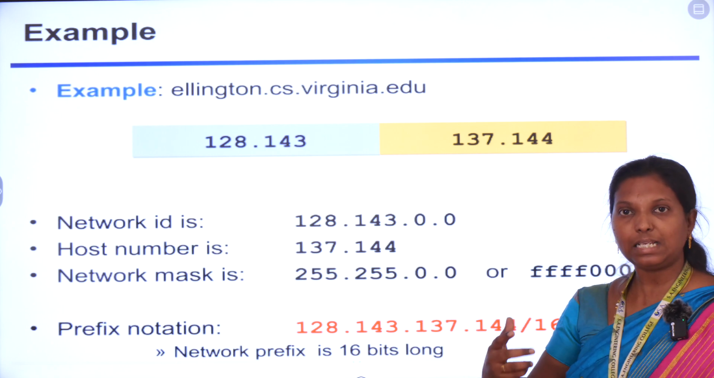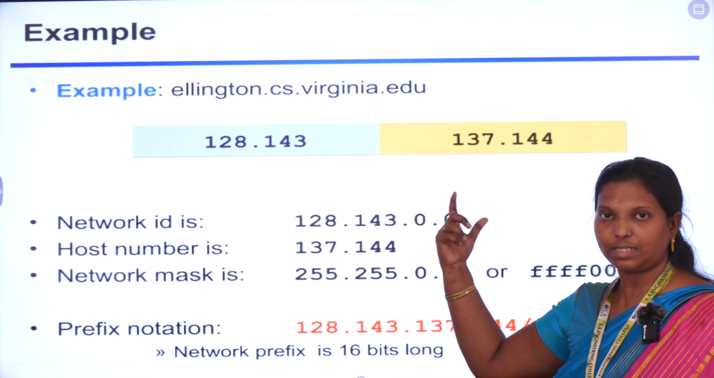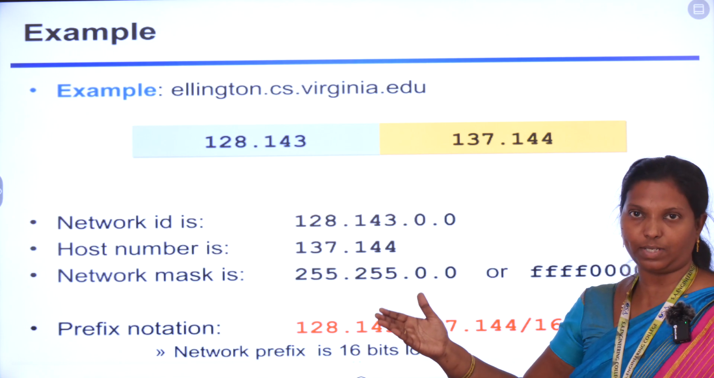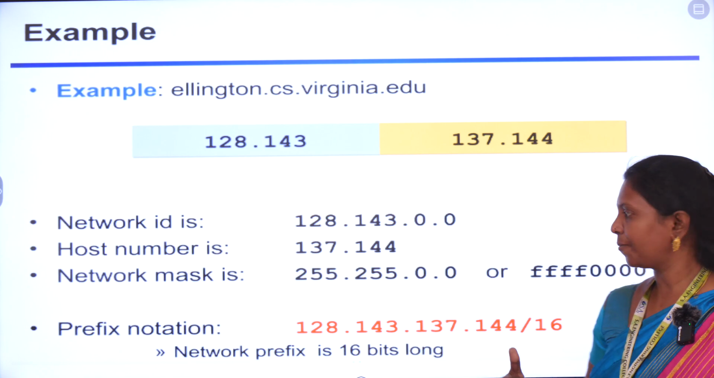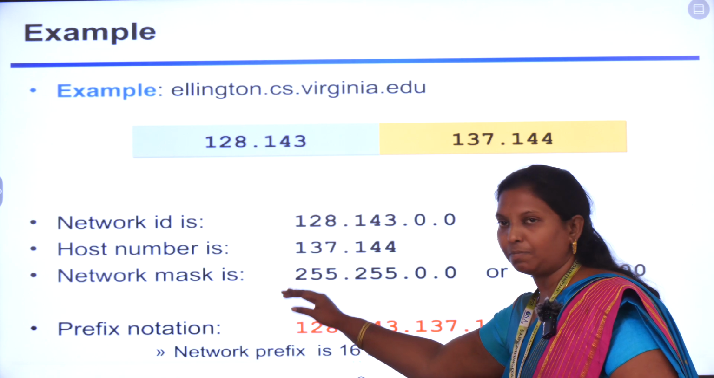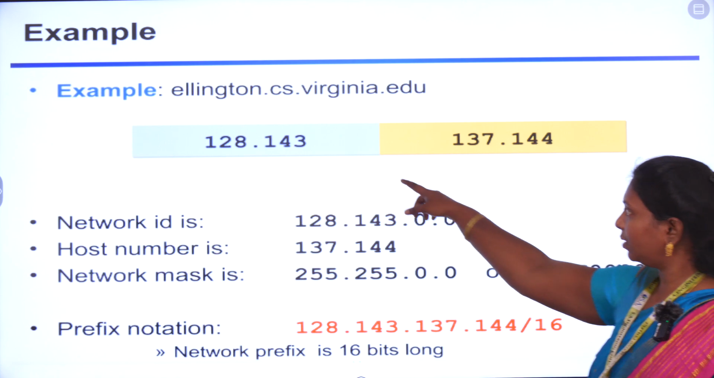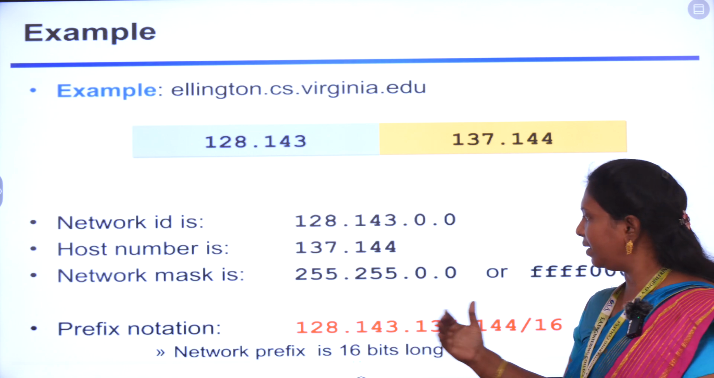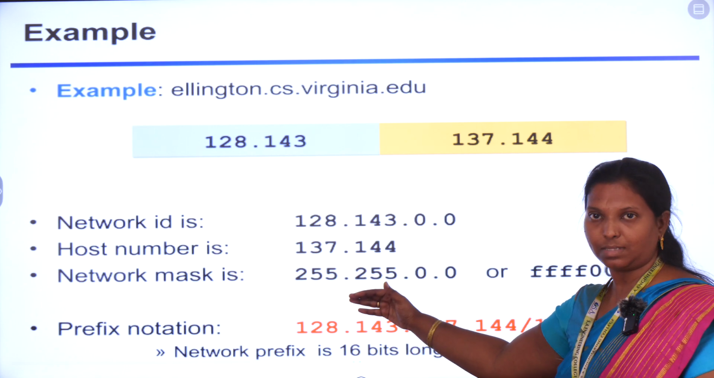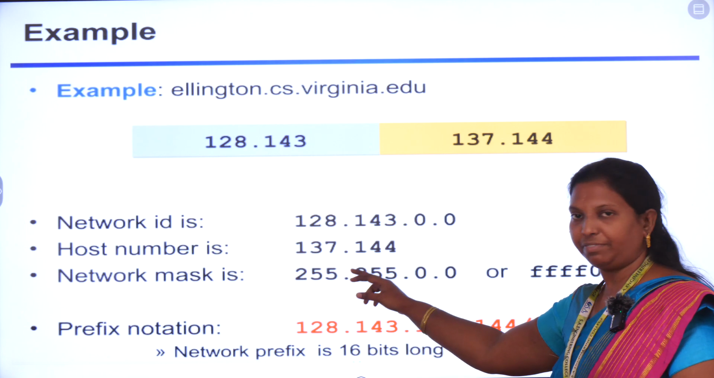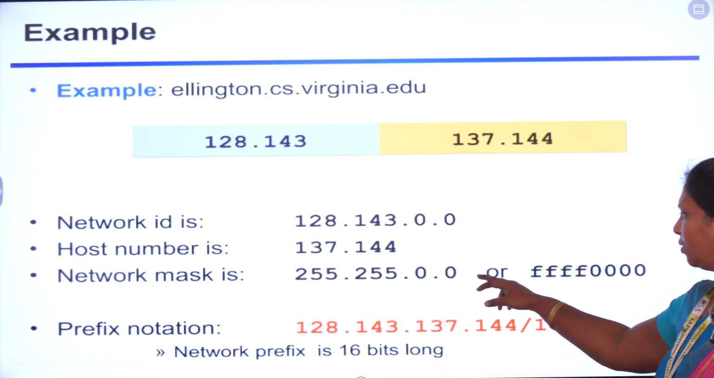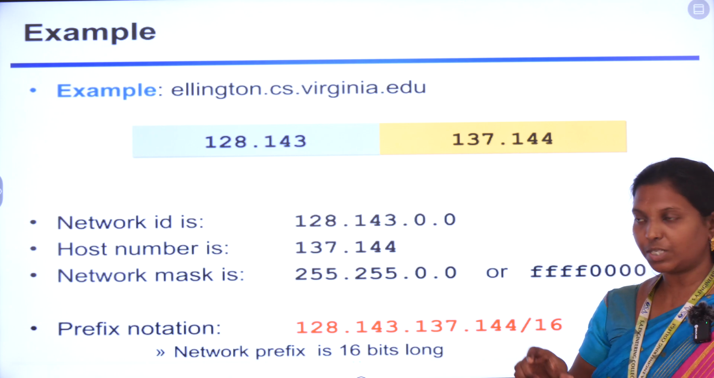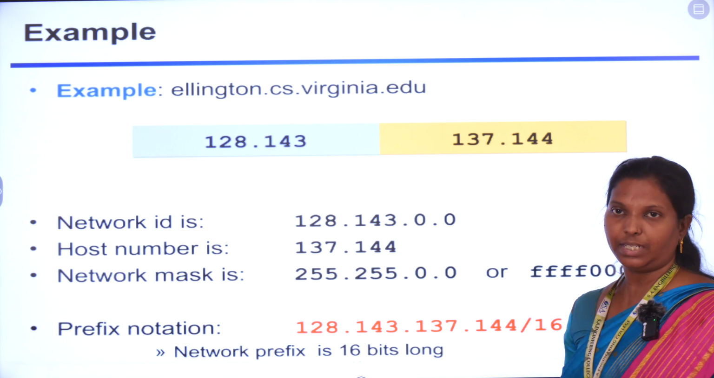137.144. Similarly, each system in the Virginia education system can have 137.145, then 146. So these are the host IDs. Next, we prefer network mask because here the first two subdivisions are 8 bits and 8 bits. So here we have to explain how the network mask is described. So here 255.255.0.0. This is the enhanced version of network masks that are associated only with Virginia University.